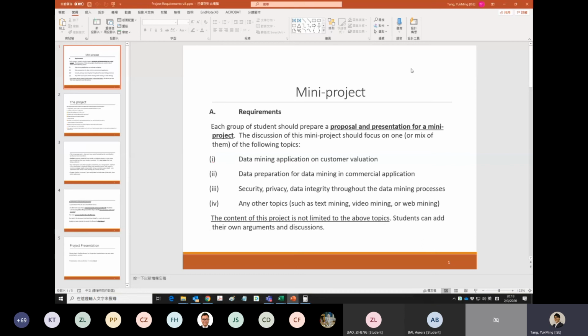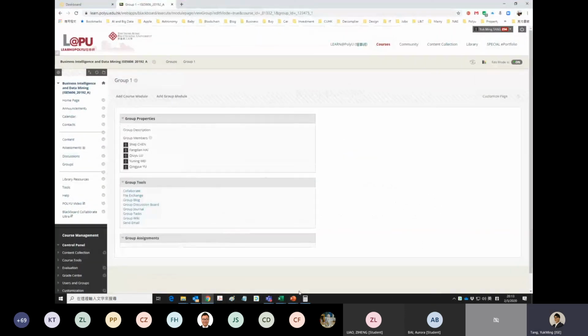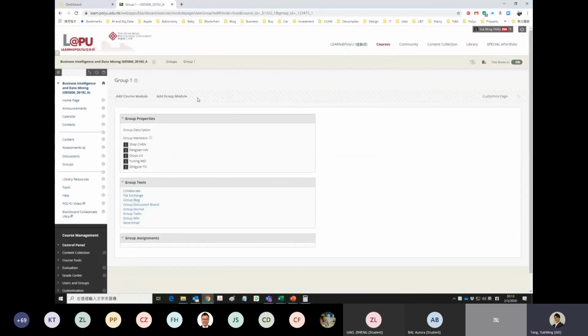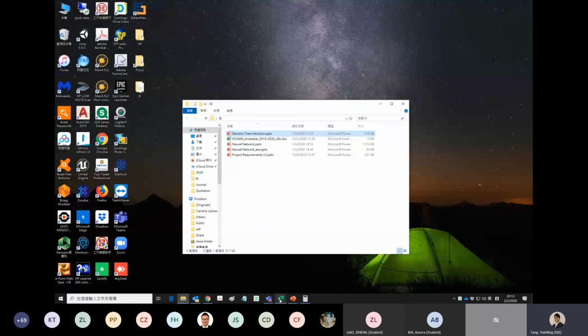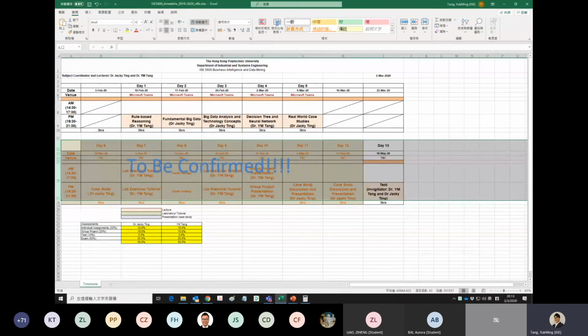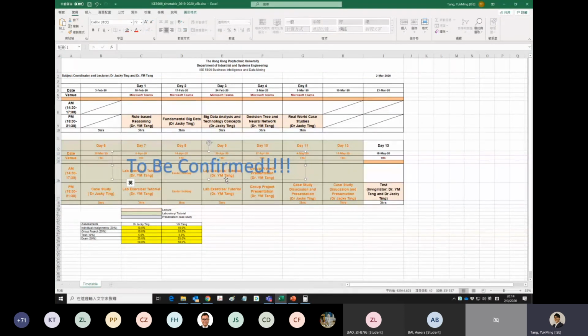So remember, this group, as mentioned before, is for the lab project. My project as well as Dr. Jackie Ding's project will also share the same group members. So what are you going to do for the lab project? Remember the teaching timetable. The weeks during March are not confirmed yet, because we are still waiting for the final decision from the university. So the timetable during March is still to be confirmed, remember.